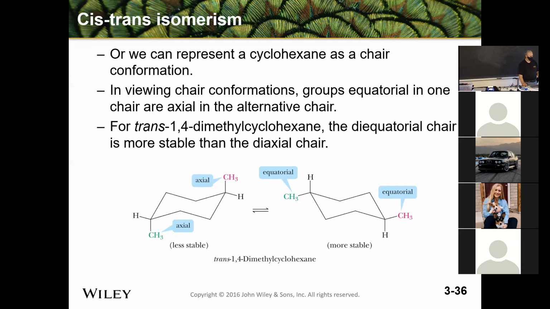So here's that shown on the slide. This is pretty easy to see on the left: the methyl's on top, and the other methyl's on the bottom, so that's trans. Then we do the conformational ring flip. The methyl on the left is the lower one, and the methyl on the right is the upper one. They're opposite, so it's still trans. The conformation where both methyls are equatorial is more stable than where they're both axial.